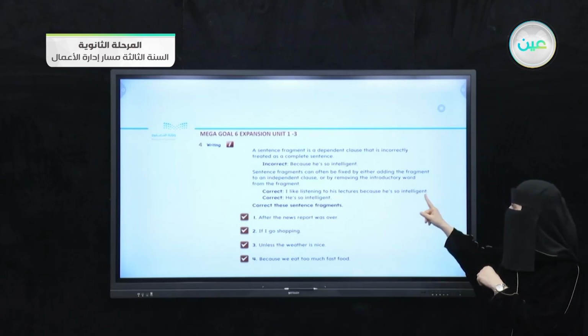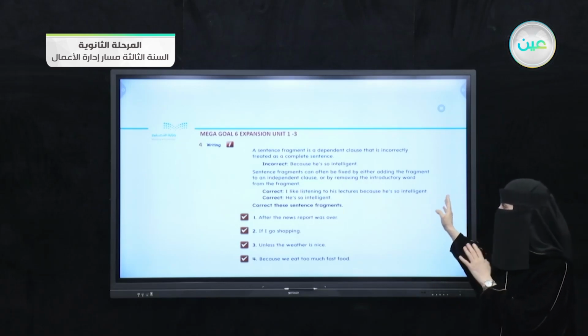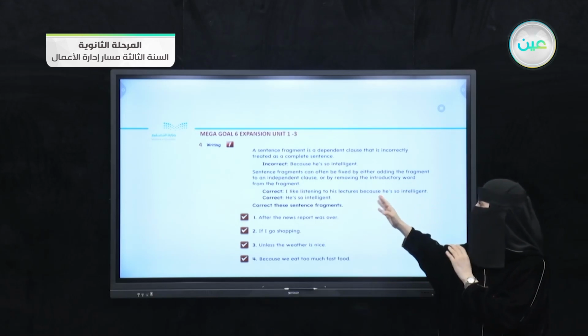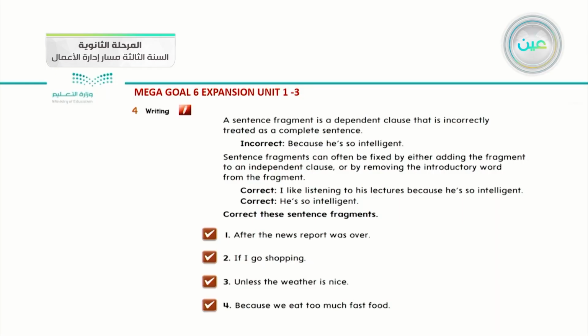Number 1, by fixing it. How can I fix it? By adding it to an independent clause. Number 2, by removing the introductory word from the fragment. And they give an example down there. Number 1, correct: I like listening to his lecture because he is so intelligent.